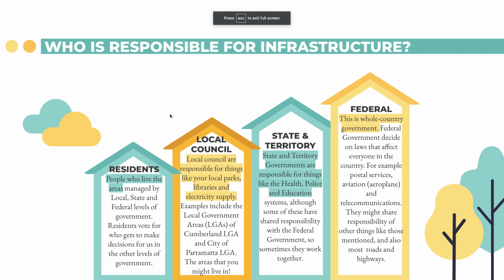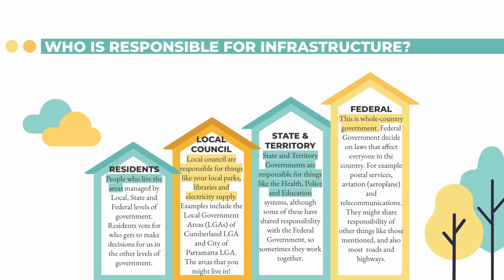So first we have the residents. They're the people who live in local areas, but are affected by management of local, state and federal levels of government. So residents vote for who gets to make decisions for us in the other levels of government.